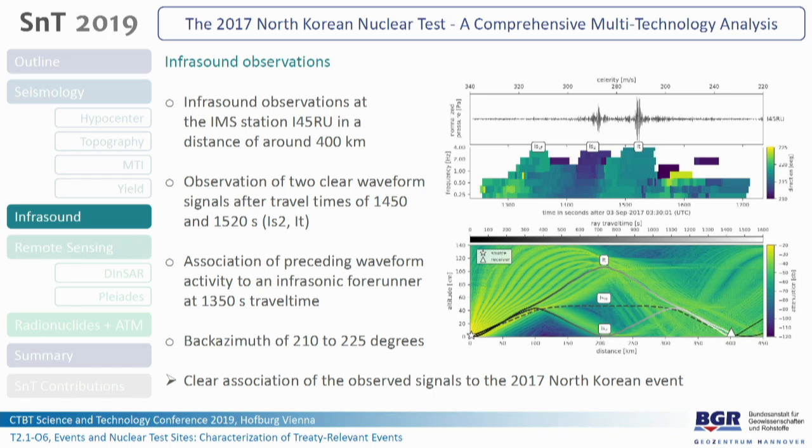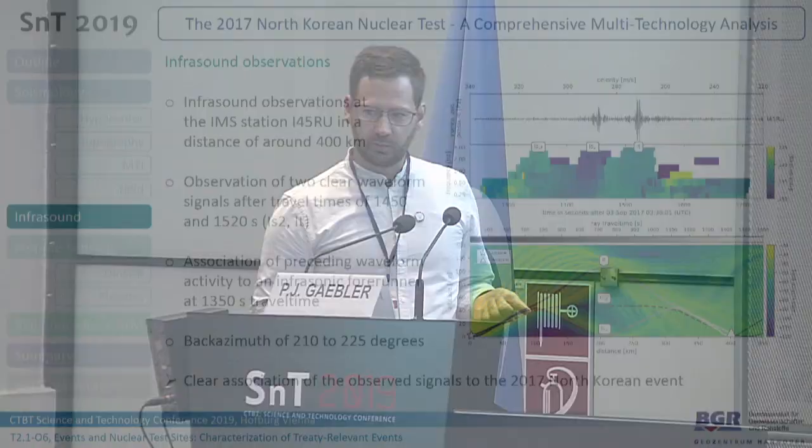We also have a little bit, it's hard to see in the beam, but in the PMCC analysis you can see it better, an infrasonic forerunner around 100 seconds beforehand. All these back azimuths, which are color-coded, point to the direction of the test site, around 210 to 225 degrees. So in temporal as well as spatial terms, I think we can associate these infrasound signals with the test itself.